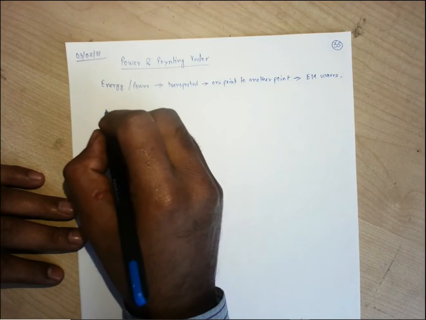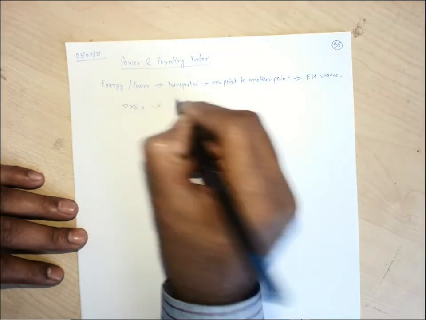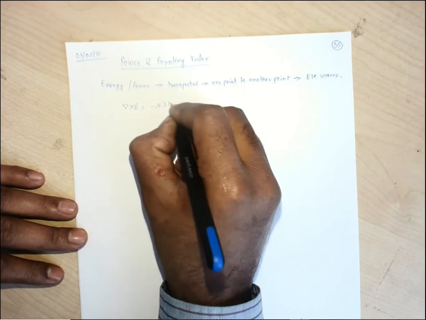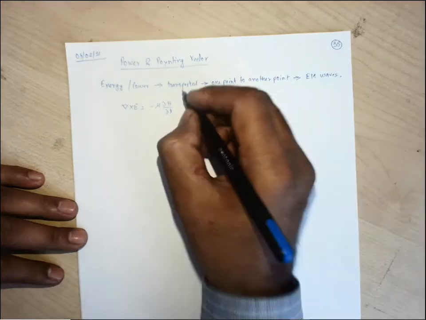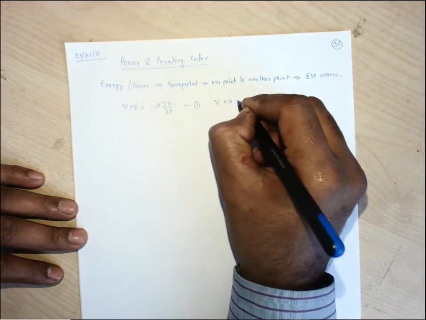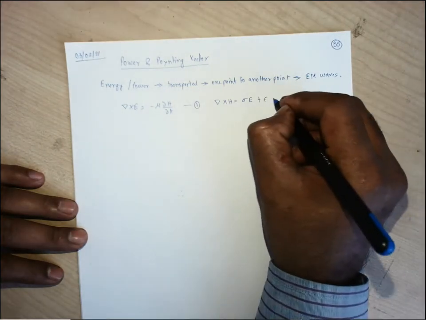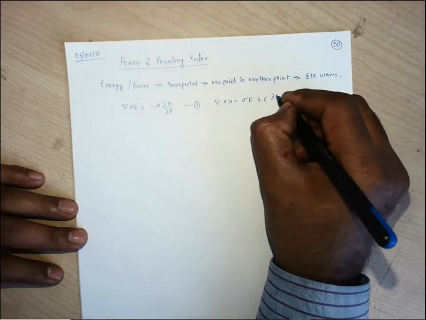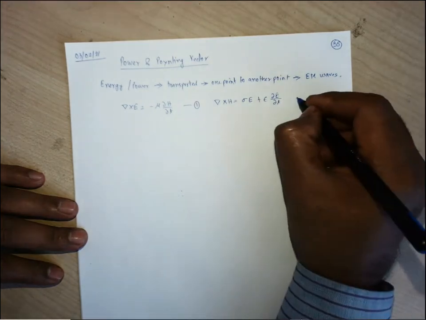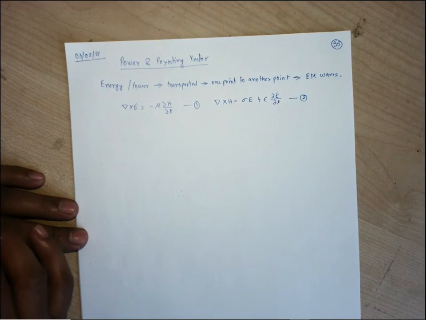So what are the two Maxwell's equations? The first one is del cross E equals minus del B by del t, where B is mu H. That is the first. The second Maxwell's equation is del cross H equals sigma E, that is the conduction current, plus del D by del t, that is the displacement current density. So these are the two Maxwell's equations we need for the derivation of the power in a particular EM wave propagation.